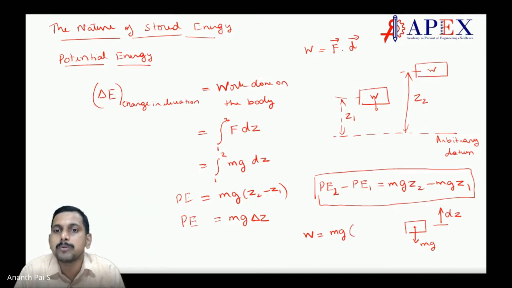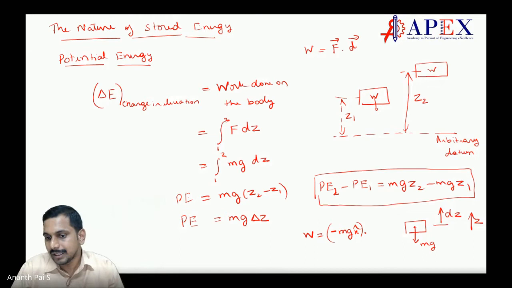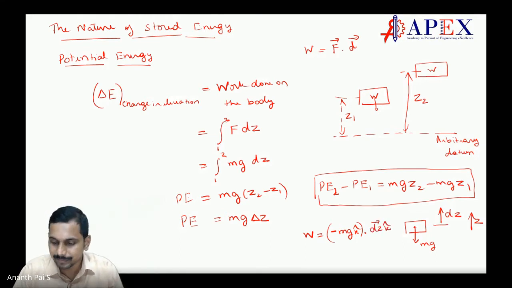In the opposite direction, if I take this as positive z, then the force is acting as minus mg k, dotted with dz k, correct? Makes sense, students?